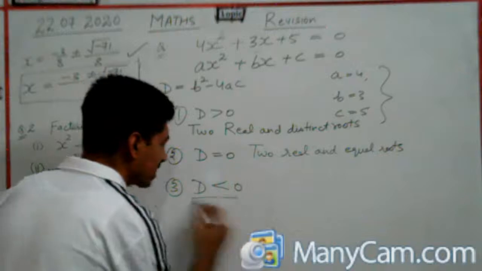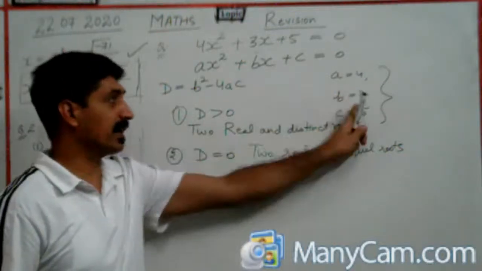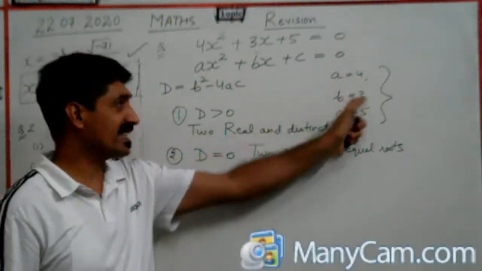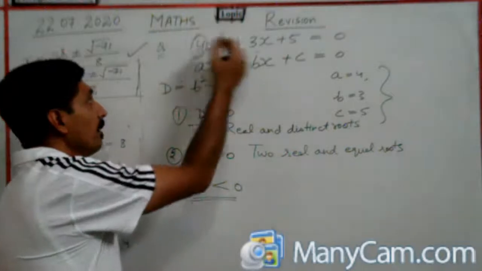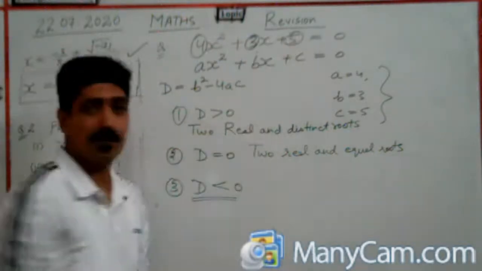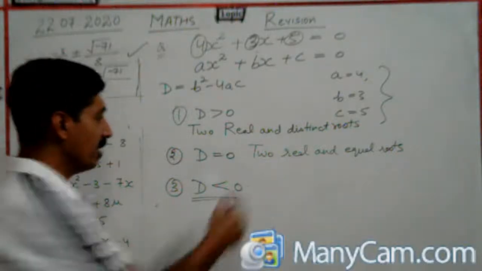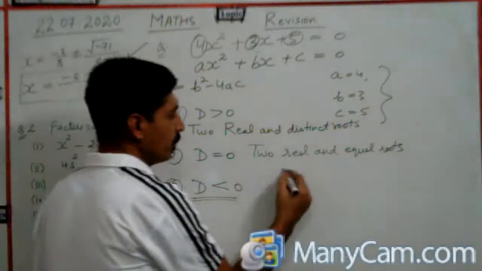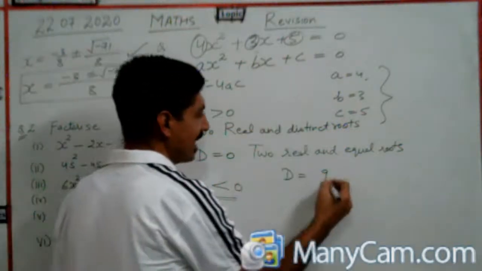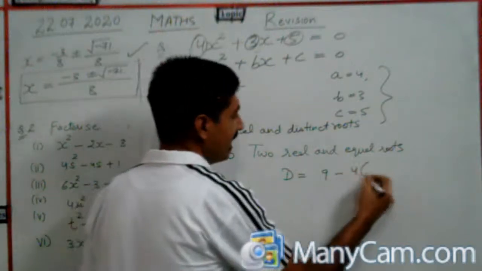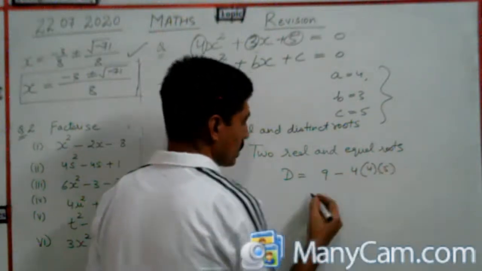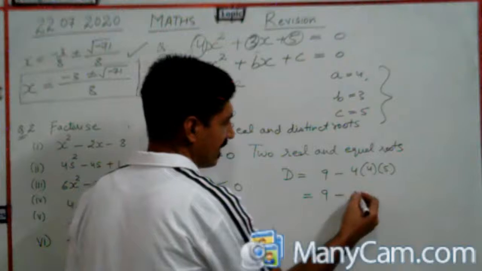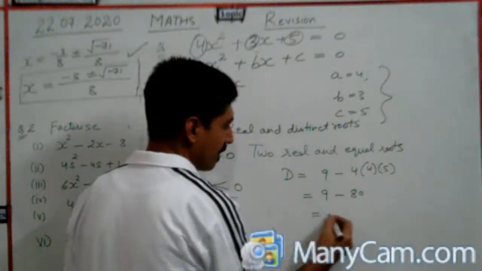Now this is the third case. A is 4, B is 3 and C is 5, all are positive. Just find the value of D. D is equal to B square, which is 9, minus 4AC. So we have 9 minus 4 times 4 times 5, that is 80. So we have minus 71.